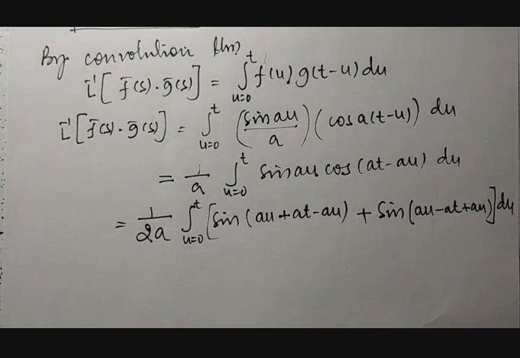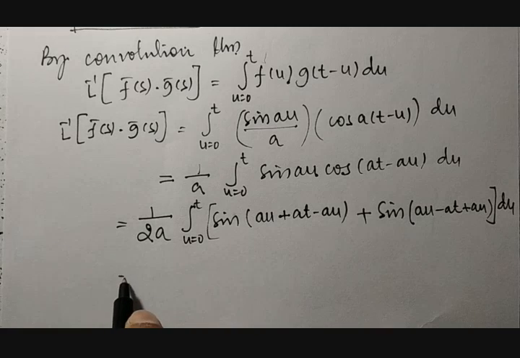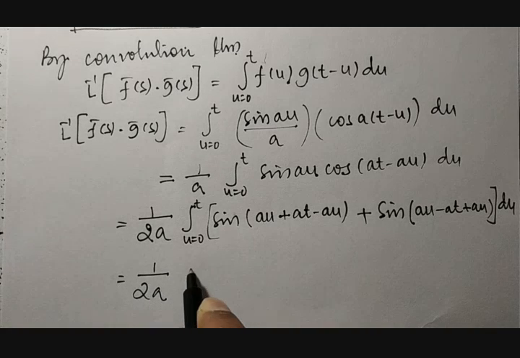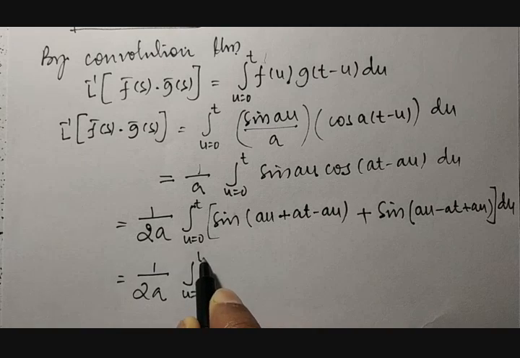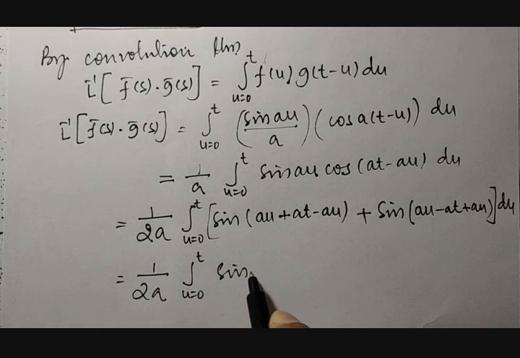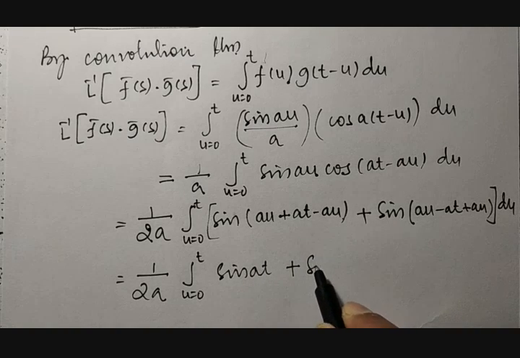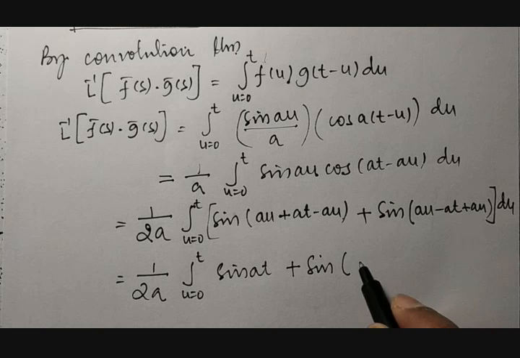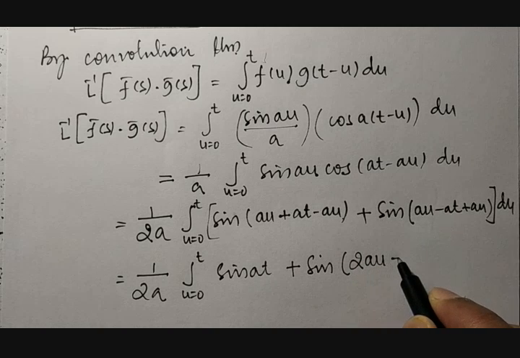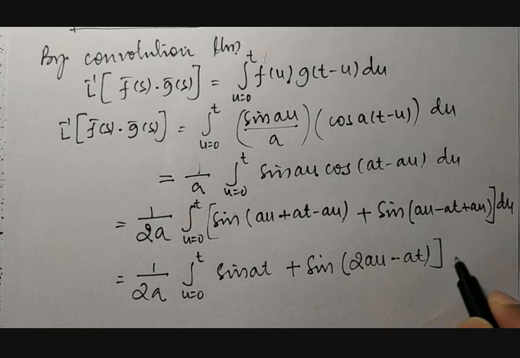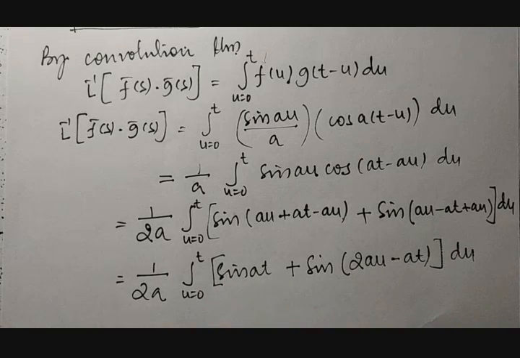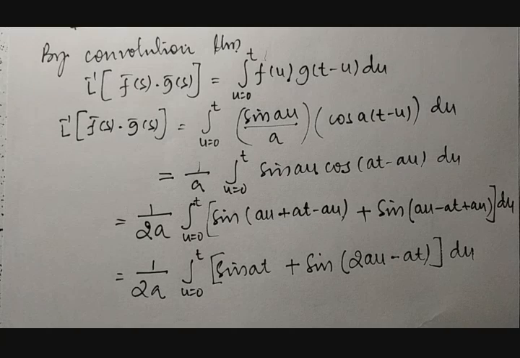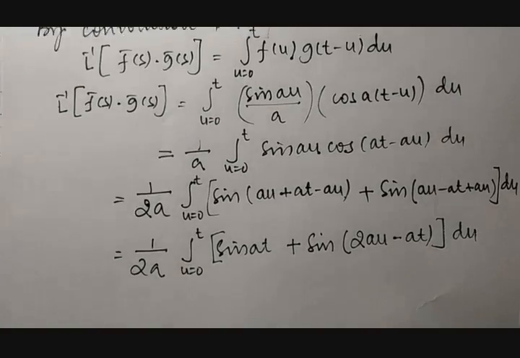Therefore, here au gets cancelled. Therefore, it is 1 divided by 2a into integration between 0 to t. It becomes sine at, because au gets cancelled, plus sine of au plus au, that is 2au minus at, with respect to u. Therefore, further, what to do now? This has to be integrated now.